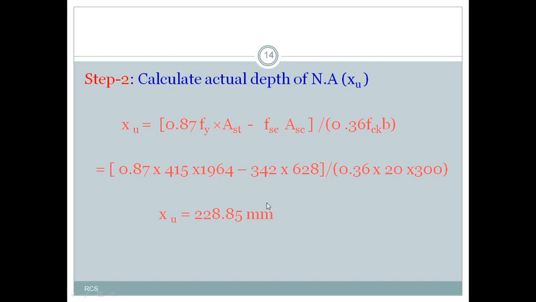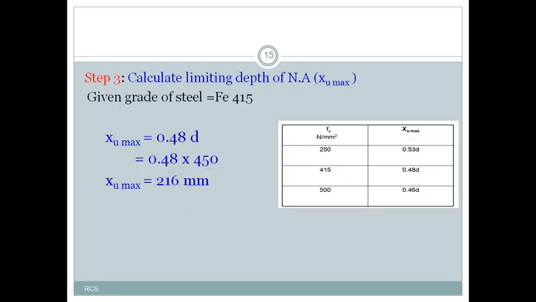This whole by this factor, that is 0.36, FCK is grade of concrete given 20 Newton per mm square and width of the beam is 300 mm. So after calculating this value, we'll get the actual depth of neutral axis XU is equal to 228.85 mm. After calculating actual depth of neutral axis, then we have to calculate what the limiting depth of neutral axis is.